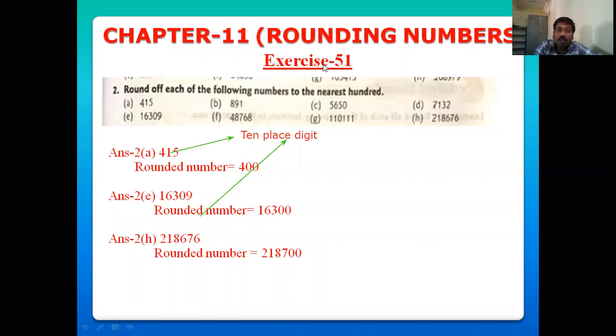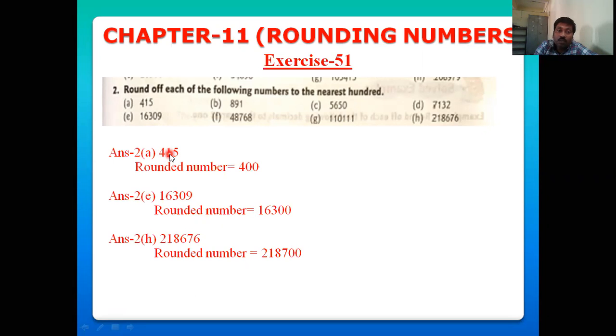Now see the next question. Question number 2 is: round off each of the following numbers to the nearest 100. See the first example, 415. First of all, we will consider the hundreds place. Which number is in the hundreds place? Yes, 4. Ones, tens, and hundreds. 4 is the hundreds place digit. See the next digit after the hundreds place, which is 1.